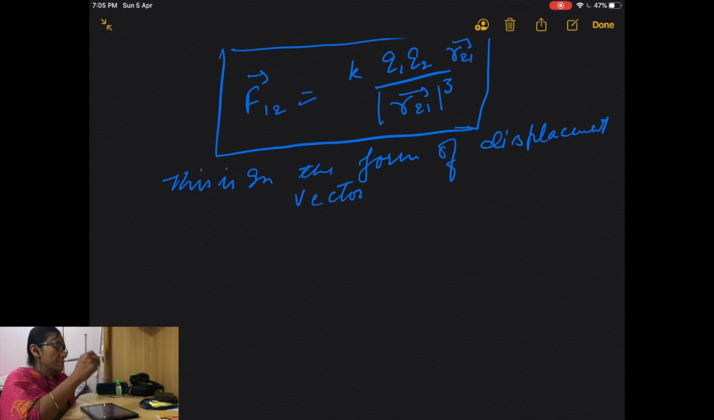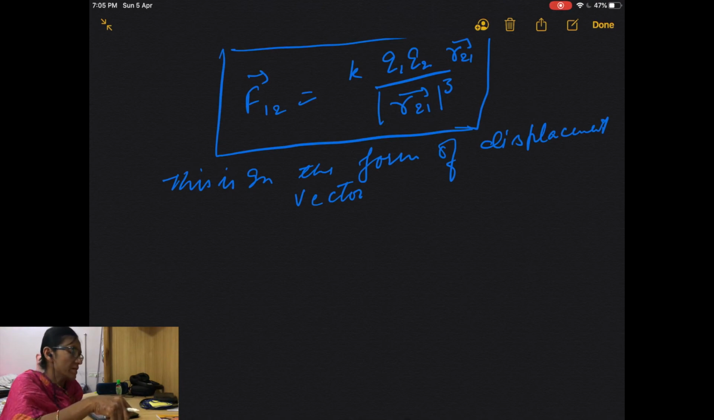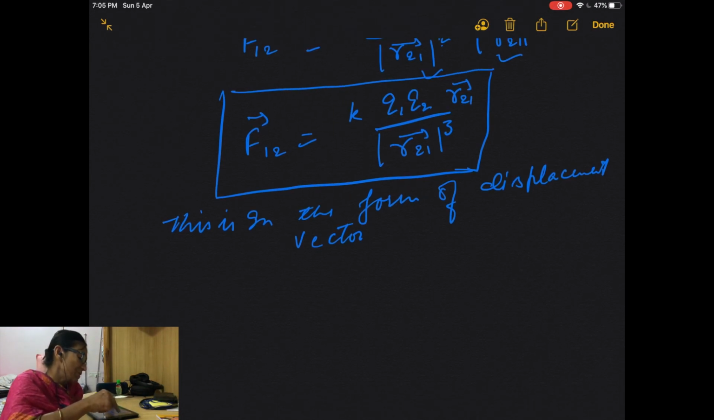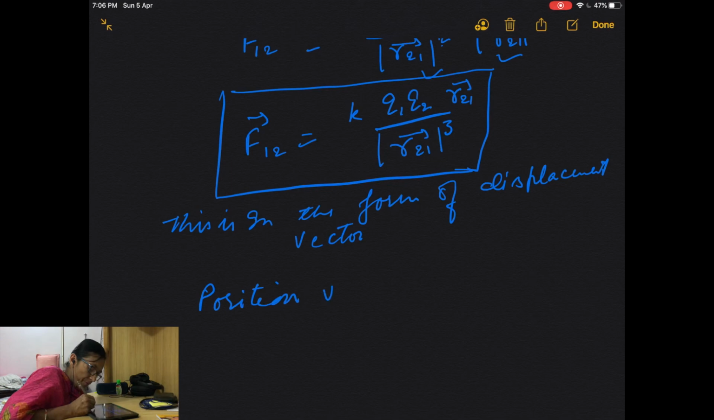Now next, the same force formula can be written in four ways. First one is scalar form, second one is unit vector form, third one is displacement vector form, and now the fourth one is position vector form.